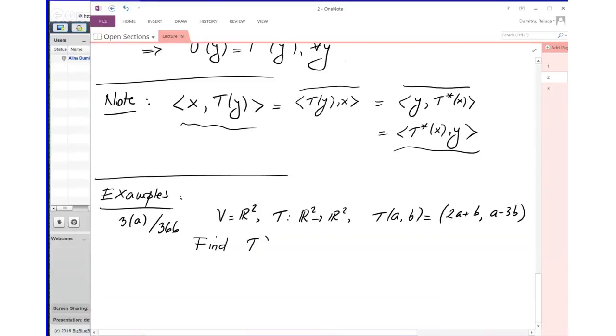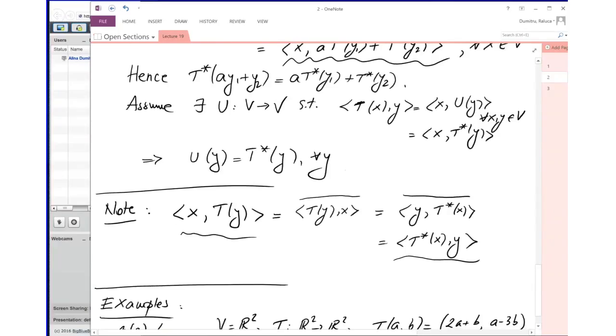T star of the pair (3, 5). To compute the value of the adjoint of a given vector, like (3, 5). So again, that proof before doesn't really give you anything, right? We just showed that something exists that is unique without seeing it. So how do we actually see it now?